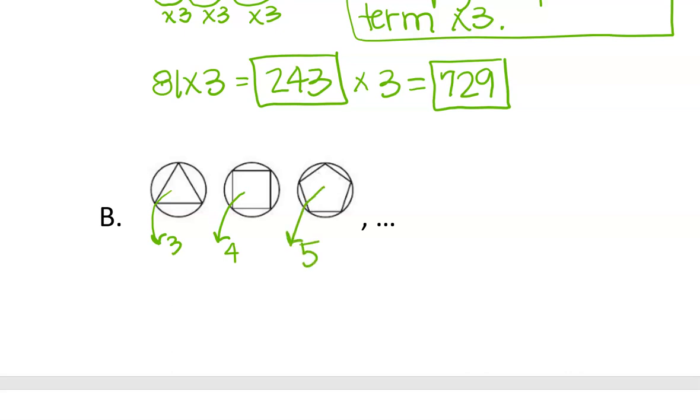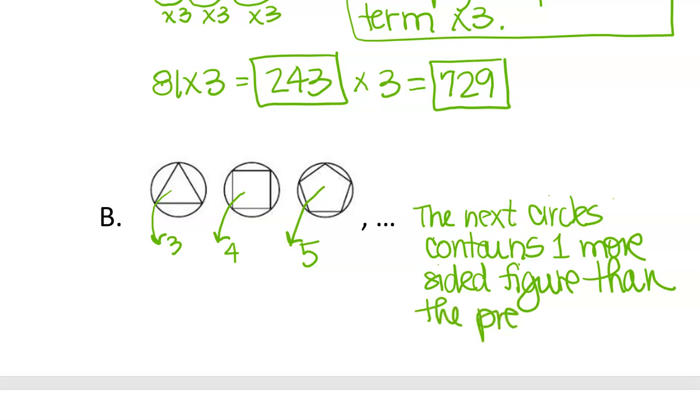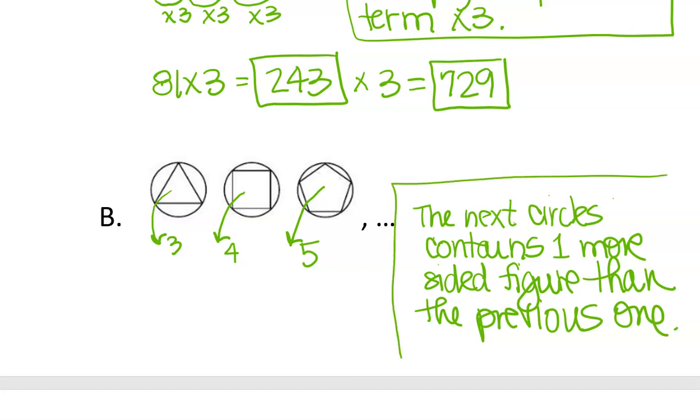So what we're going to assume is the next circle contains one more sided figure than the previous. And you can word these lots of different ways. Okay, so that's my pattern.